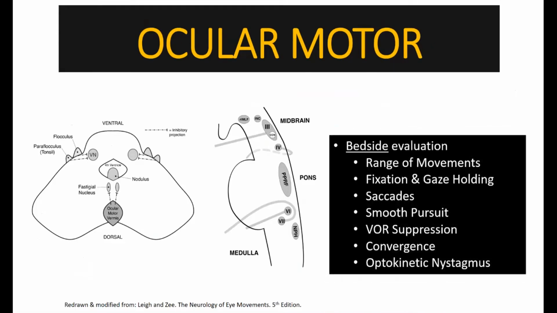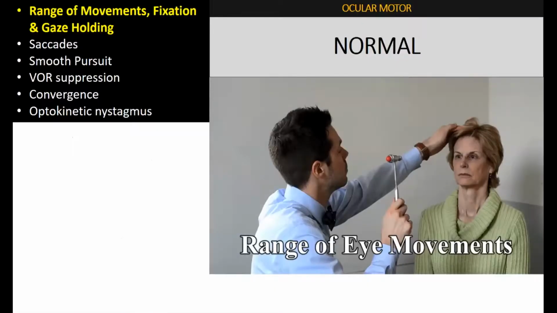So what does the bedside evaluation of the ocular motor system consist of? We care about the range of eye movements. We care about the ability for the patient to fixate or hold gaze in an eccentric position. Saccades, smooth pursuit, vestibulo-ocular reflex suppression, convergence, optokinetic nystagmus, which we're going to tackle one by one.